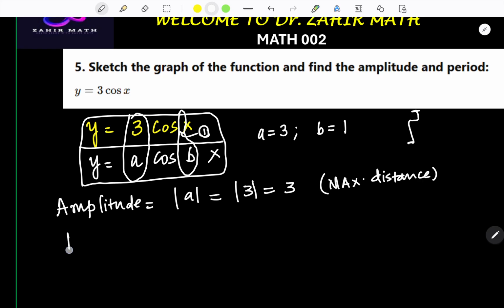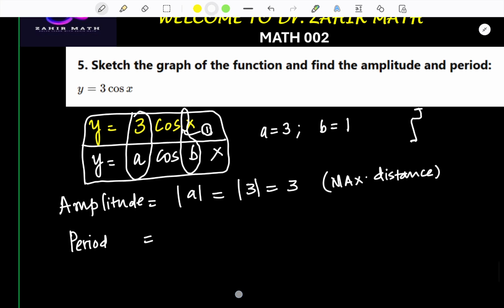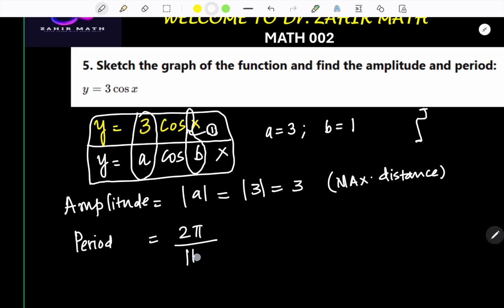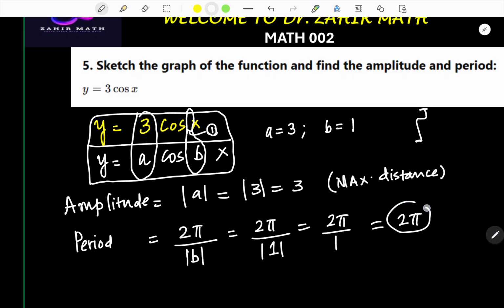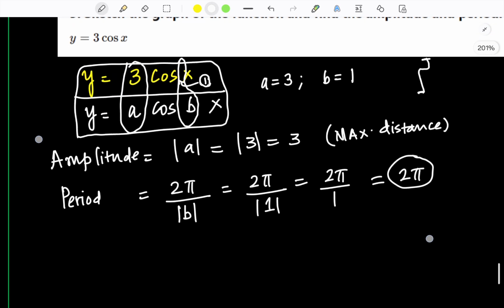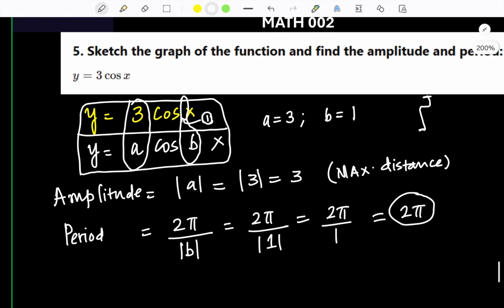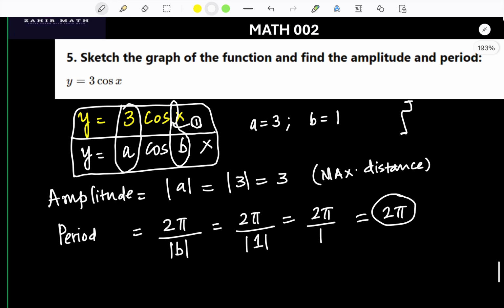The next one is period. Period means what? Suppose I'm coming for your math class, which is 8 o'clock to 9 o'clock. It means my period starts at 8 and ends at 9. So this is called one period. Period is equal to 2 pi divided by absolute value of B, which is 2 pi divided by 1, which is equal to 2 pi. So amplitude is ready, period is ready. Now we are going for the sketch. Before going to the sketch, being an engineer, keep a few points in mind before starting.